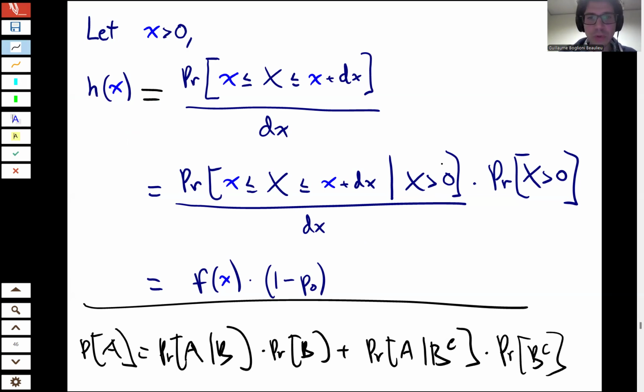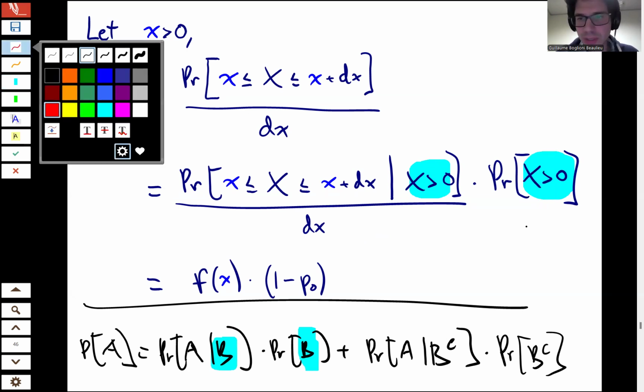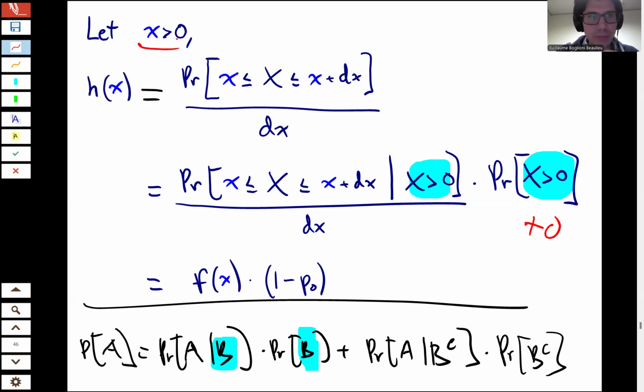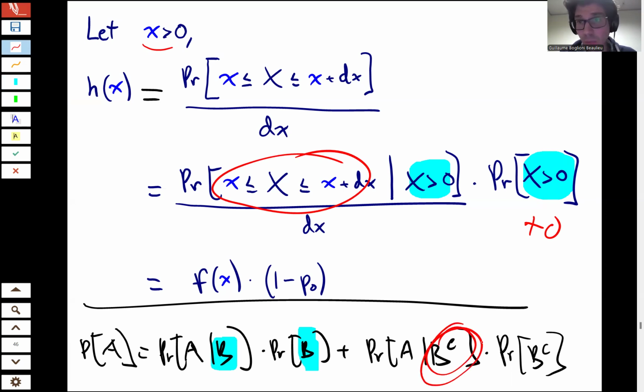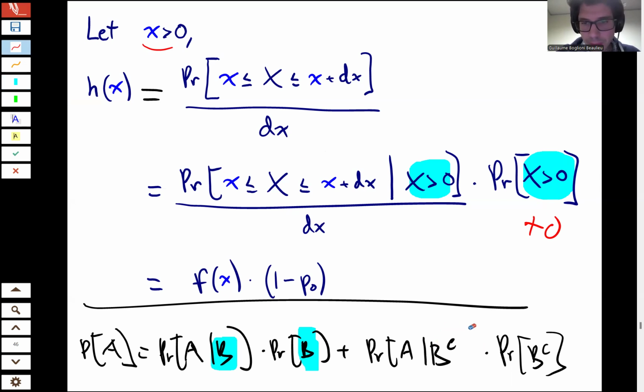Now, this is exactly what we're doing here. Our event B would be x bigger than 0, times the probability that x is bigger than 0. I haven't added the other bit, but the other bit is just 0 here, because I'm under the condition x strictly positive. The probability that this happens, if I know that x equals 0, is 0.